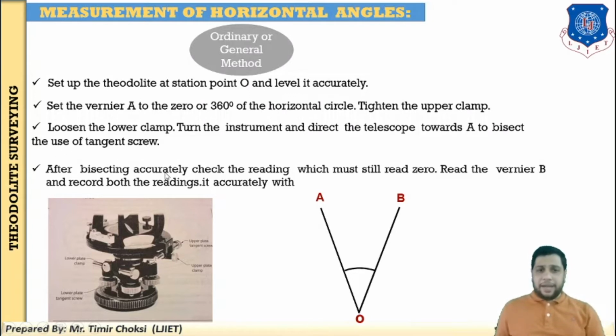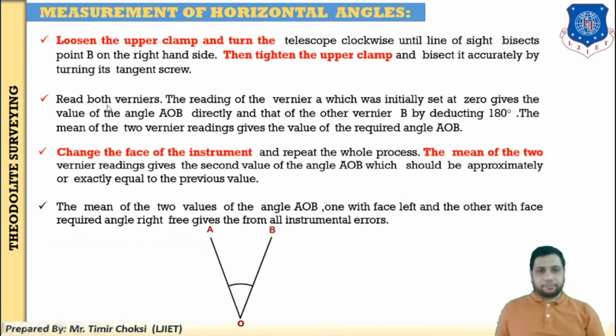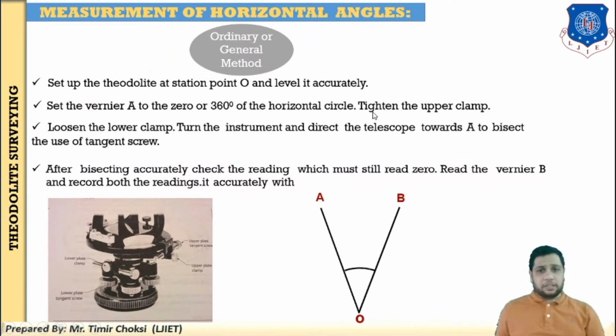Now, after bisecting accurately, check the reading, which must still read 0. Read vernier B and record both readings accurately. Vernier A is reading 0 degree and vernier B is reading 180 degree. So first you check. Now, next, loosen the upper clamp. First the upper clamp is tight and the lower clamp is open.